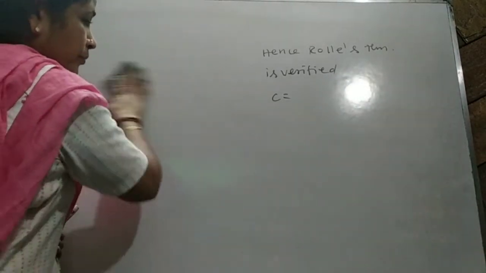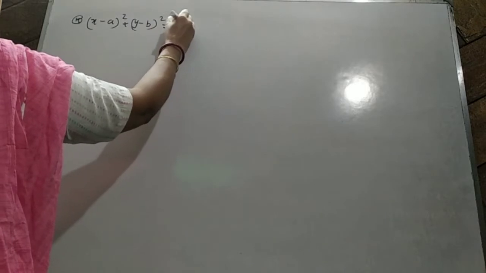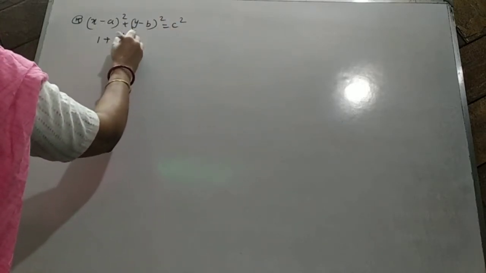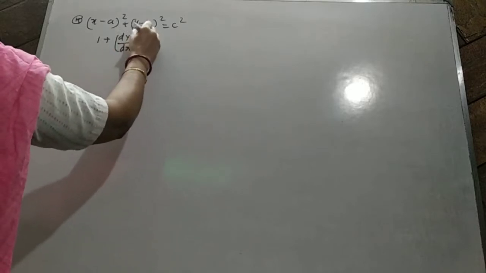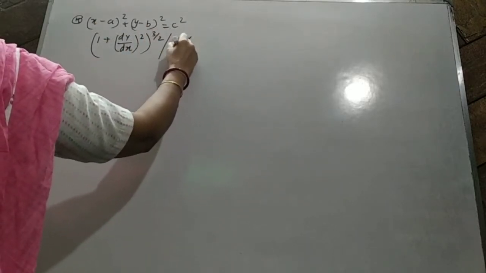Now see, beta. Take your miscellaneous exercise. Once again, I'm repeating the same question, question number 15. It is (x minus a) whole square plus (y minus b) whole square equal to c square. Prove that 1 plus (dy by dx) whole square, whole power 3 by 2, the whole upon d square y by dx square, is independent of a and b. It is a constant independent of a and b.